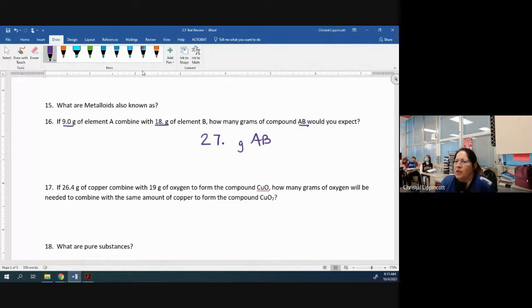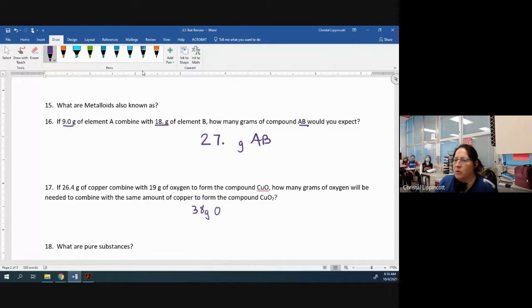All right, here we're looking at ratios. If we have CuO and it is 26.4 to 19, if we take that and increase the oxygen and double the oxygen, how many grams of oxygen will we end up having? 38. All right, makes sense?